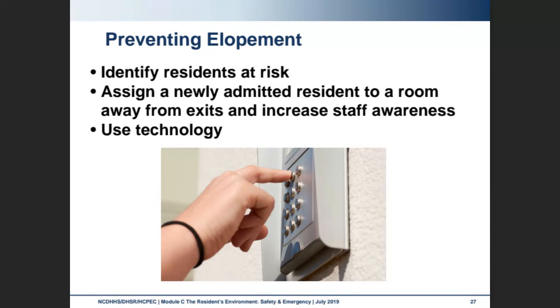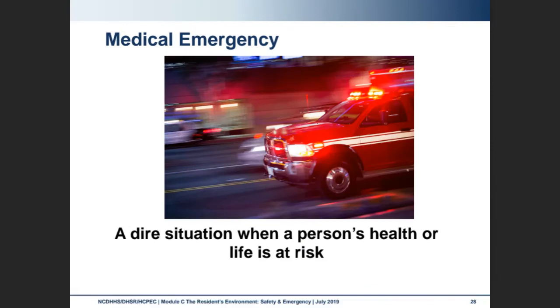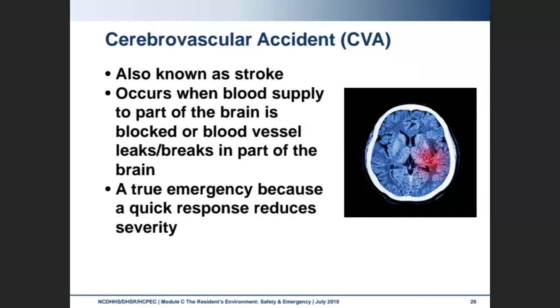Other emergency situations that we may come across are medical emergencies, right? A medical emergency is a dire situation when a person's health or life is at risk. And we're going to talk about some of the more common ones that we may see in different facilities or in the nursing home. A cerebrovascular accident. This is a CVA. You may have heard it called a stroke. This occurs when the blood supply to part of the brain is blocked or when a blood vessel breaks and leaks in part of the brain.